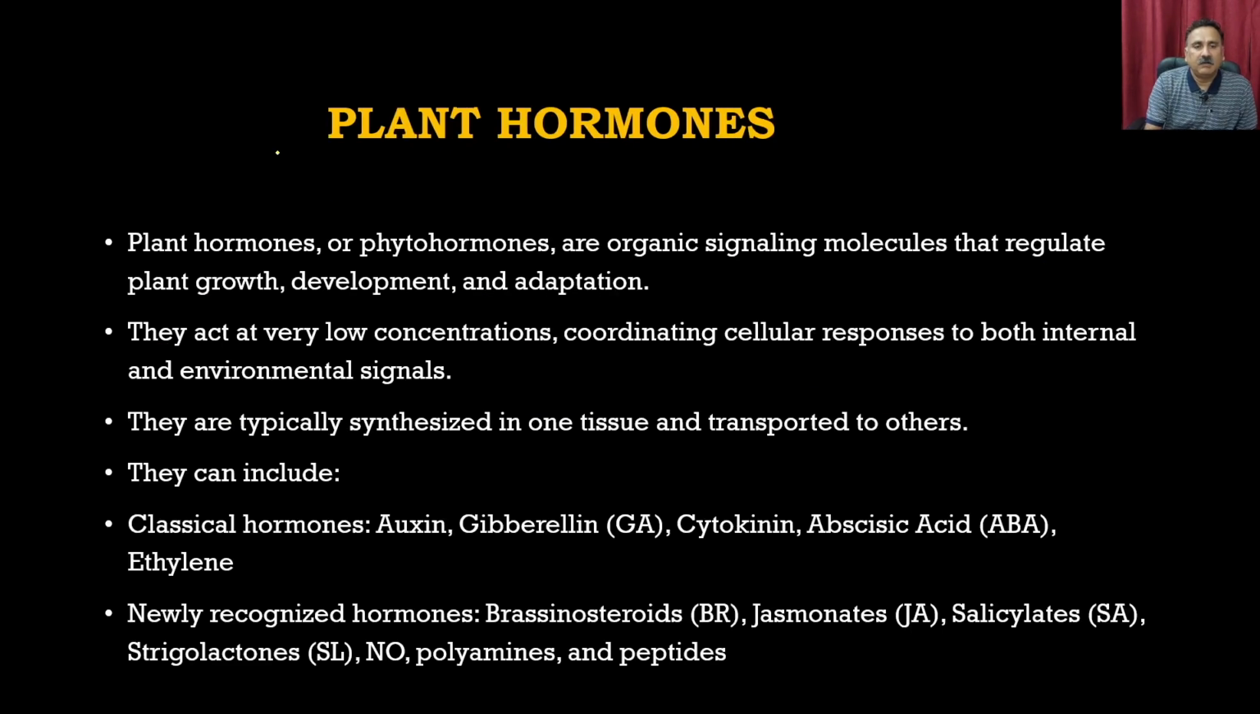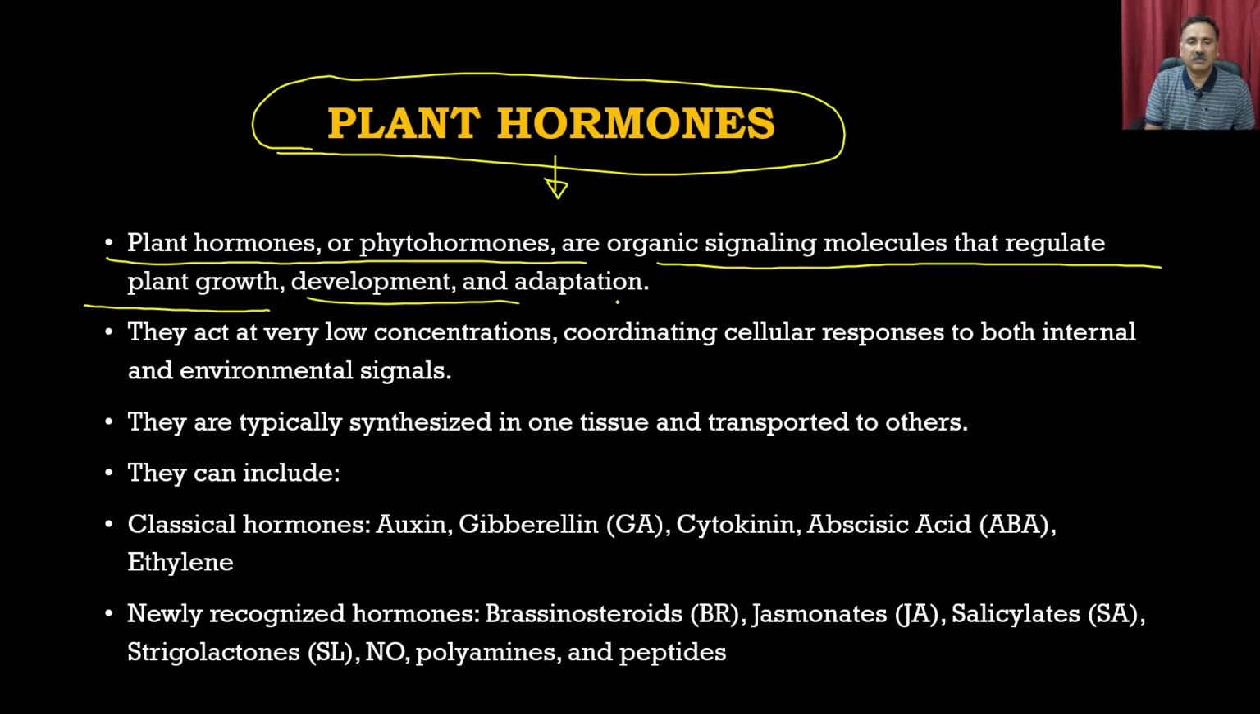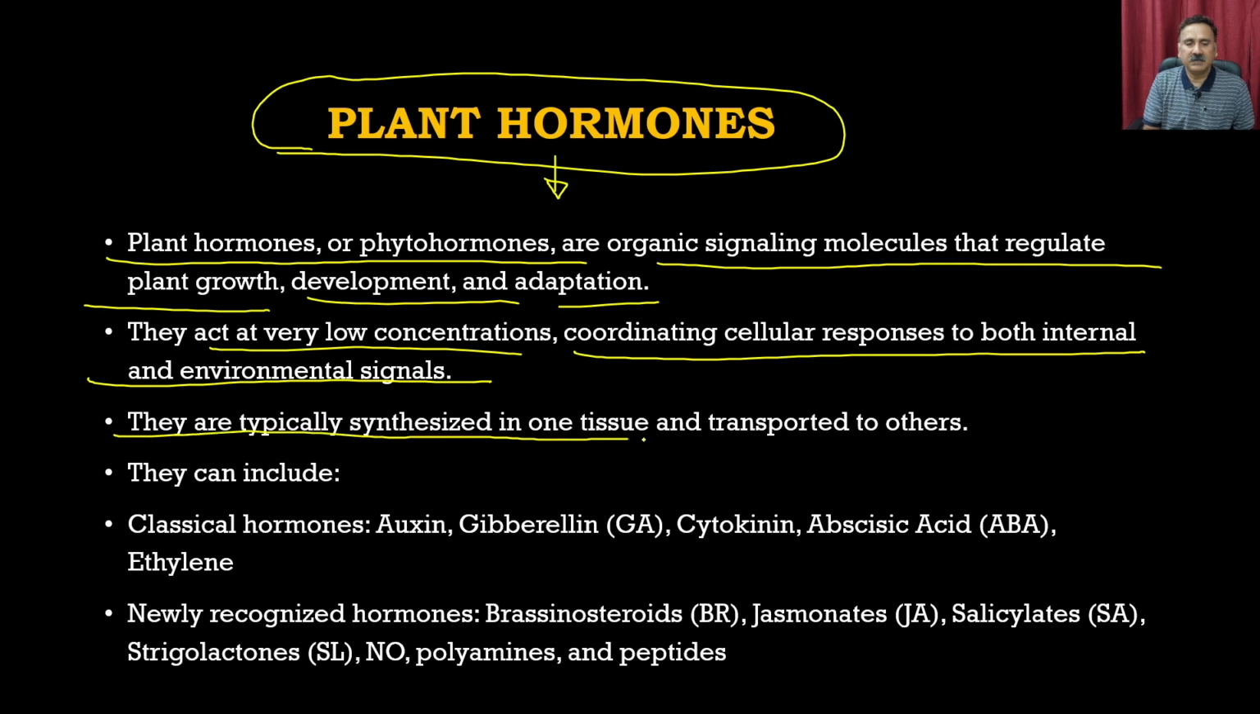Then we'll come back to the plant hormones. So that is very, very important, that plant hormones are also good mediators of cell signaling, and that's how they are actually going to regulate the different types of events. Plant hormones or the phytohormones are organic signaling molecules that regulate plant growth, development, and adaptation. They act at a very low concentration, coordinating the cellular responses to both internal and environmental stress. They are typically synthesized in one tissue and transported to another.